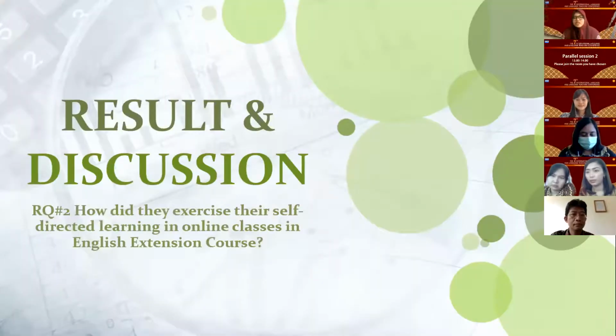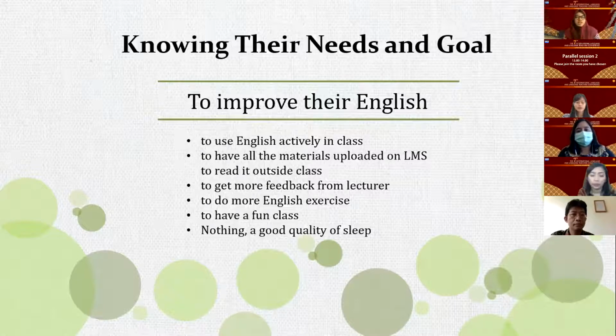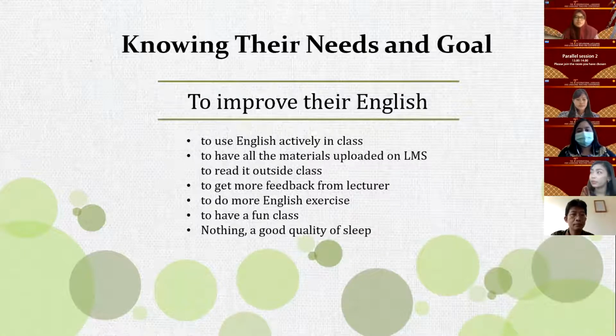Okay, so that is for research question number 1, and we will also discuss research question number 2. How did they exercise their self-directed learning in online classes in English extension course? So first of all, they need to know their needs and goals for having self-directed learning. And we asked them, their goal is, of course, to improve their English, and what they need. They state that they need to use English actively in class, so they expect to have an active class. They also need materials, feedback and stuff, and then more exercises.